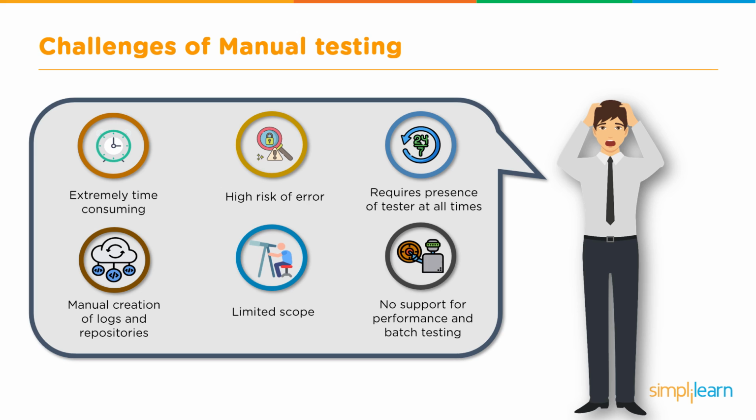So now if you go back to our presentation, this brings us to the first demerit of manual testing. It is a very time consuming process, and hence it's going to get very boring for any manual tester. Also, it is more error prone. The risk of error is pretty high. Why? Because it is done manually and human mistakes are bound to happen.